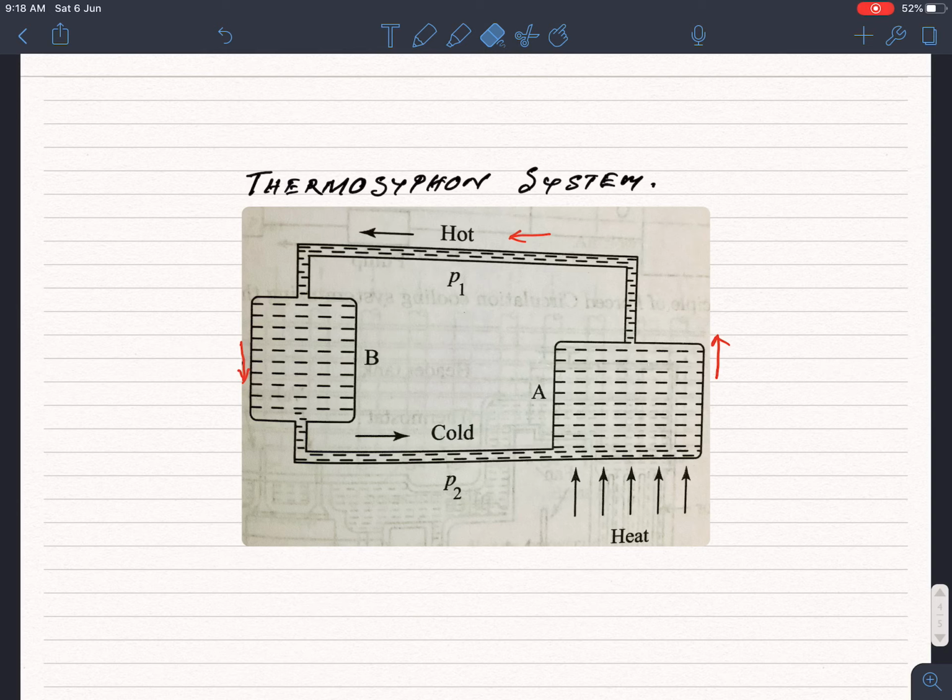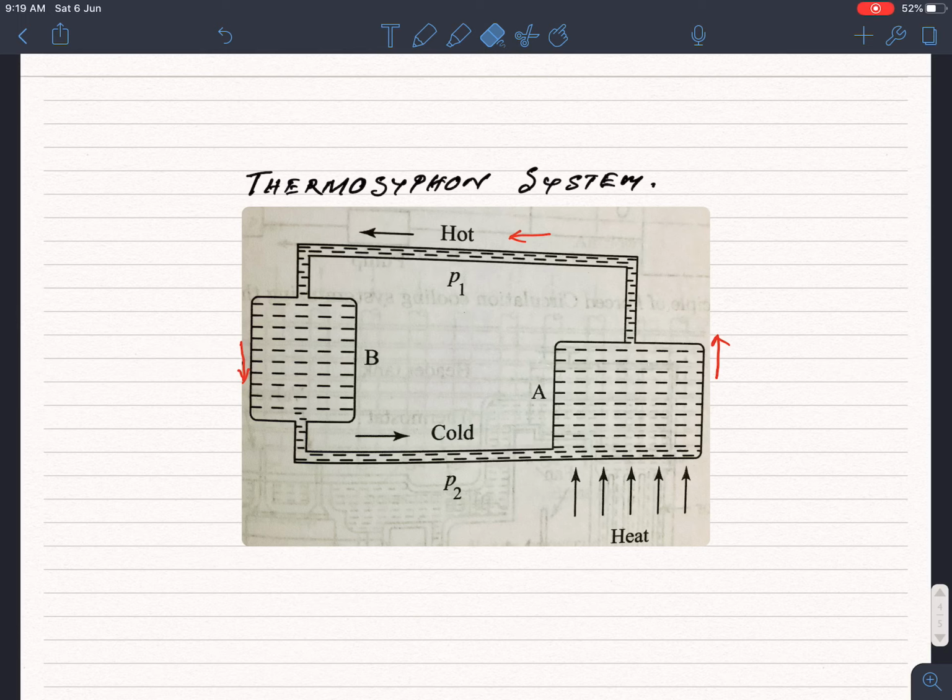Today we are going to see the cooling system used to cool down engines in automobiles. The topic name is thermosiphon system. Here I have drawn a diagram for the thermosiphon system.